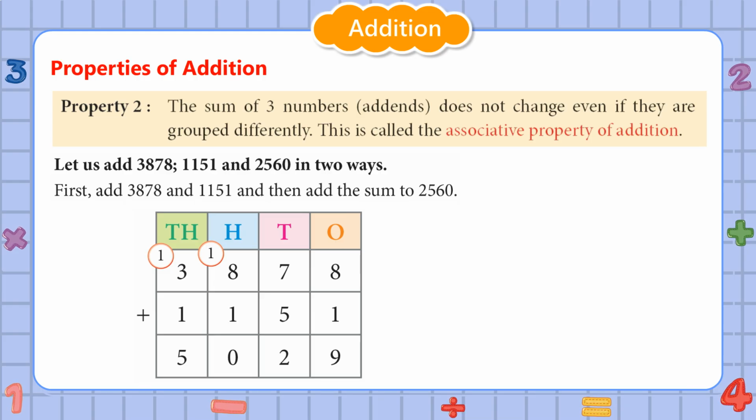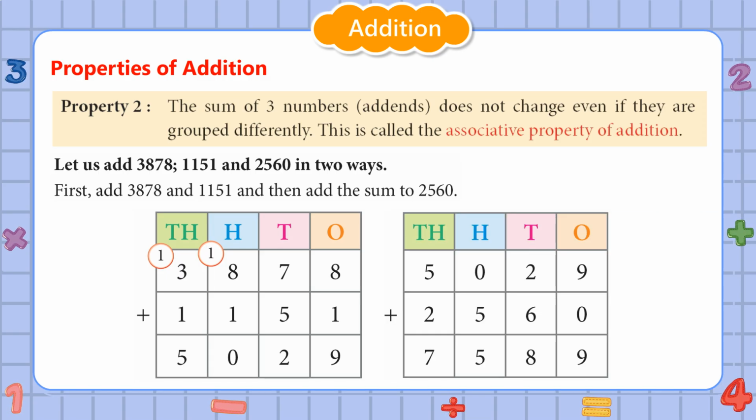3,878 plus 1,151 is 5,029. Now, 5,029 plus 2,560 is 7,589.